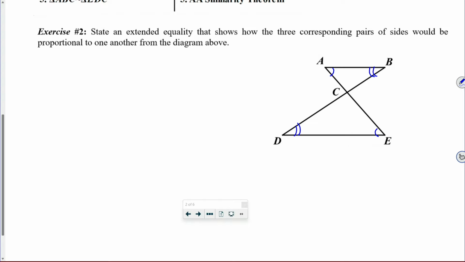So one thing that might be helpful to write this down is to redraw triangle ABC below the other triangle in an orientation that is the same. All right, so in other words, I'm going to take this triangle.